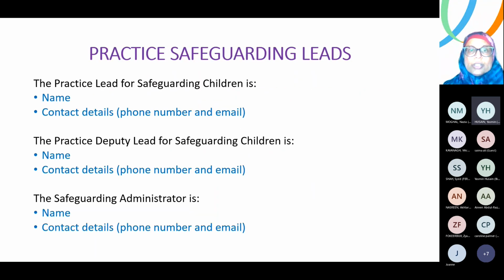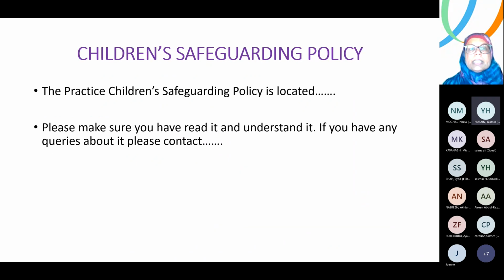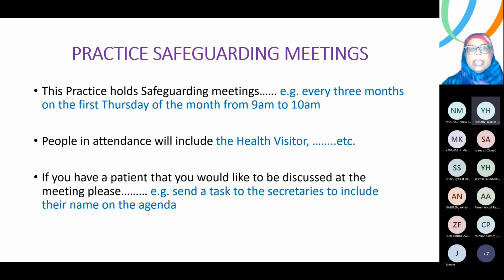Then we move on to practicalities. Who are the safeguarding leads for the practice? So list them here, the lead, the deputy lead, and if you've got a safeguarding administrator, put all their contact details as well. Tell the new member of staff that you've got a safeguarding children's policy. They need to read it, and if they don't understand it, who do they need to contact? And that you hold regular safeguarding meetings. Let the person know when they are held, who attends them, and what happens if they've got a patient they would like discussed at the safeguarding meeting. How would they go about that?